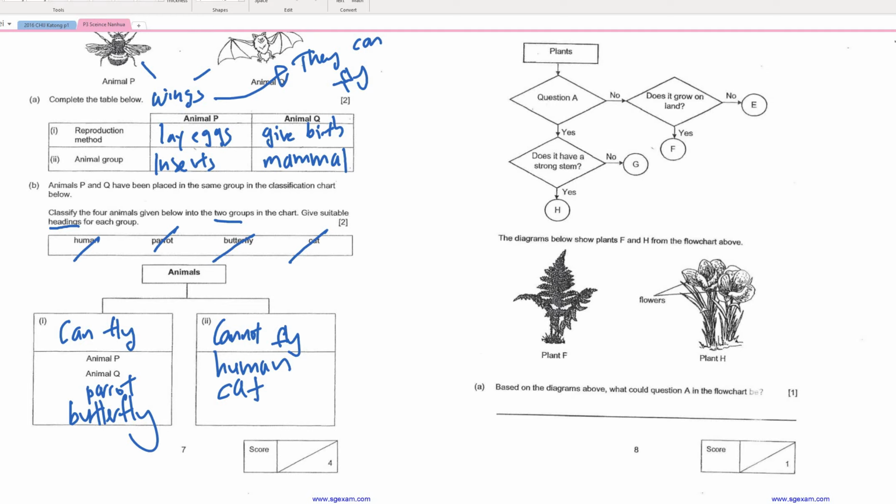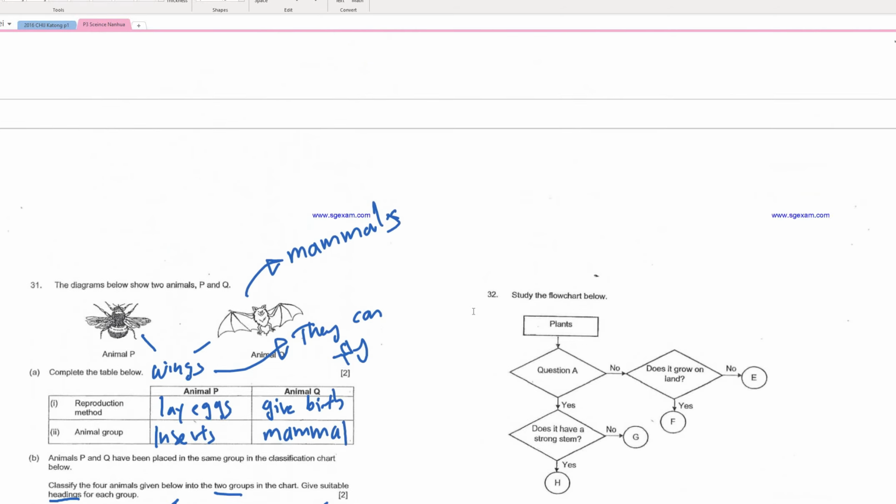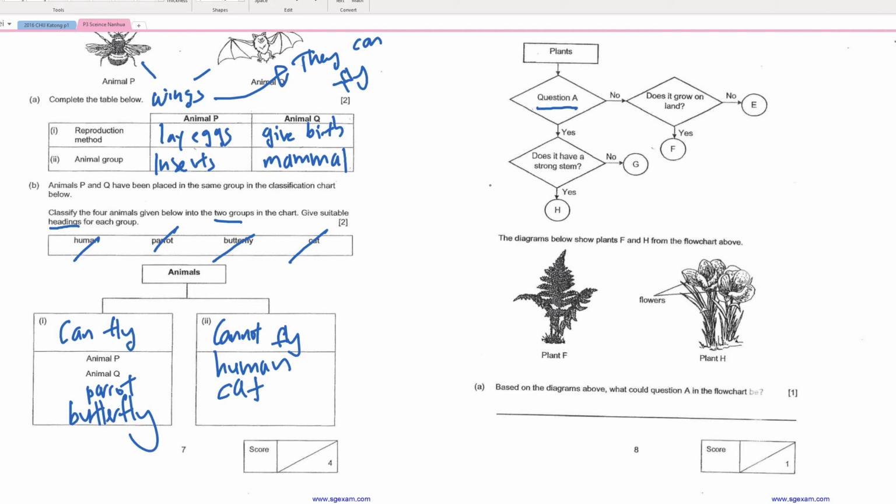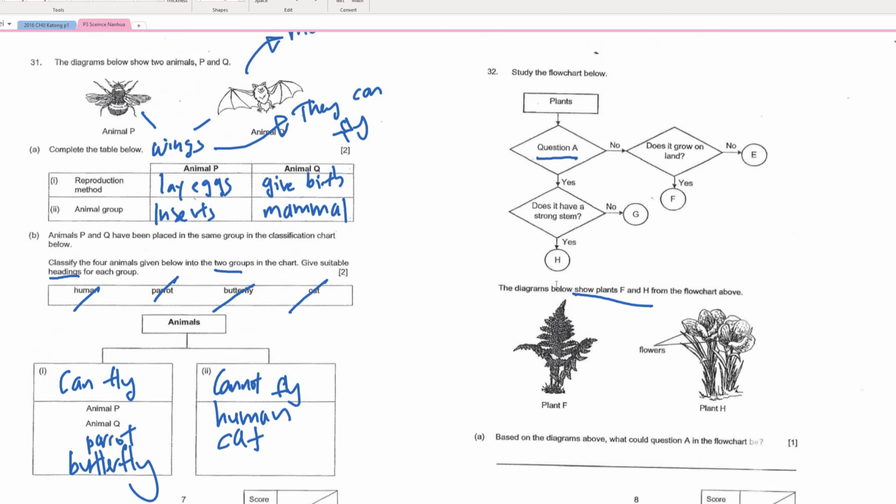Next, question 32. Study the flow chart below. Plants. Question A. Does it grow on land? If yes, then it's F. If no, it's E. Let's take a look at the question down below. The diagram below shows plant F and H from the flow chart above. Plant F.